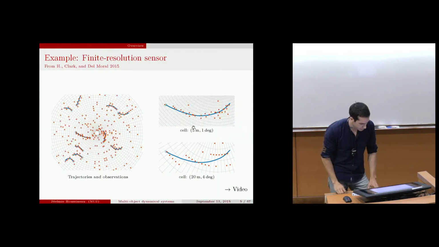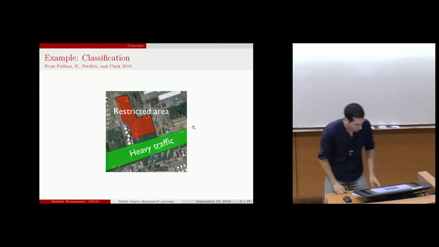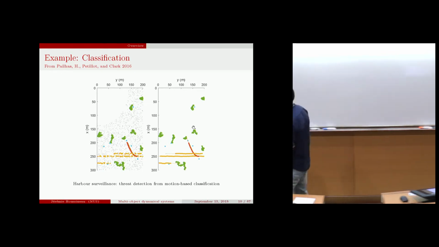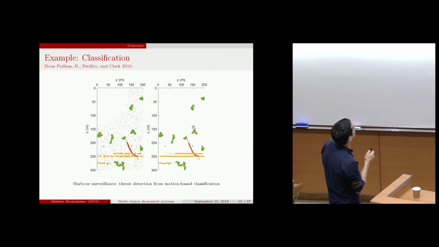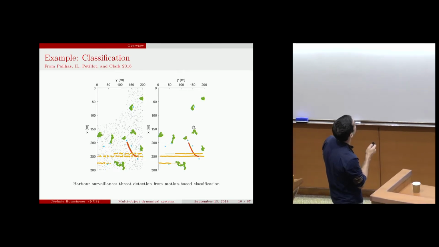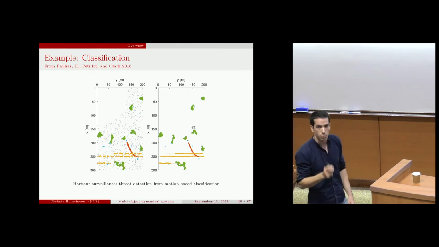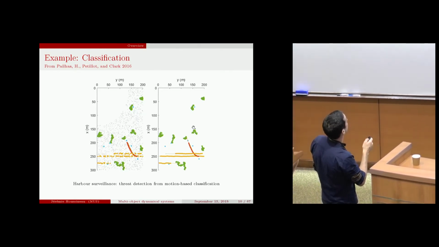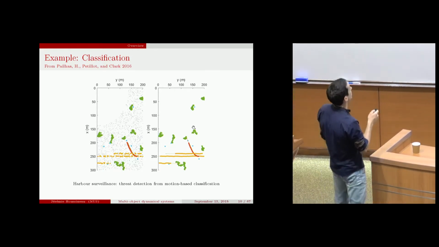Right, I'll come back to this case. Here, again, we have a classification problem. In this paper, we considered MIMO sonar, so multiple input, multiple output. You have some receivers here and some transmitters here. You get observations, and you try to do this classification problem.